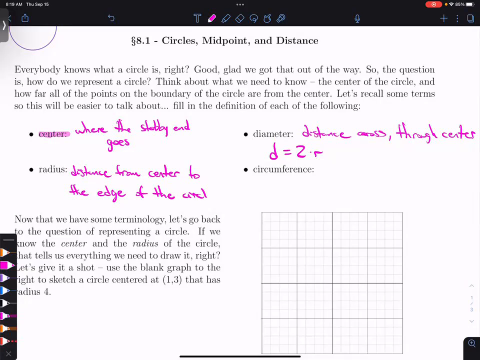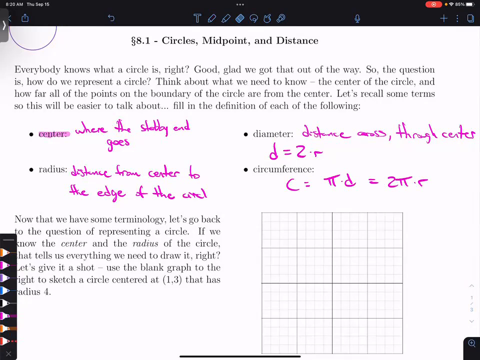Circumference is pi times the diameter, or 2 pi times the radius, because the diameter's 2r. This isn't just, oh, weird, pi shows up. Pi is the ratio of the circumference to the diameter. That's what pi means. That's why we care about pi. Okay, for this class though, we're not really going to care about pi, but there it is.